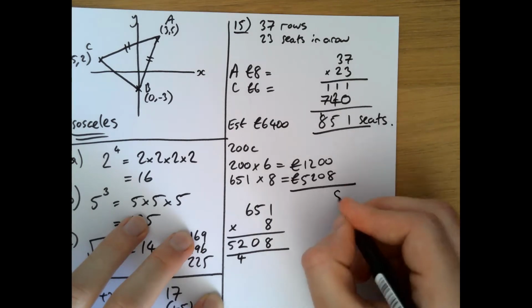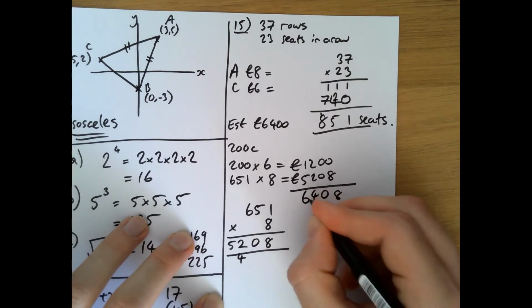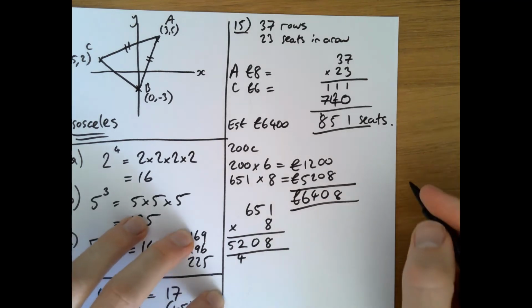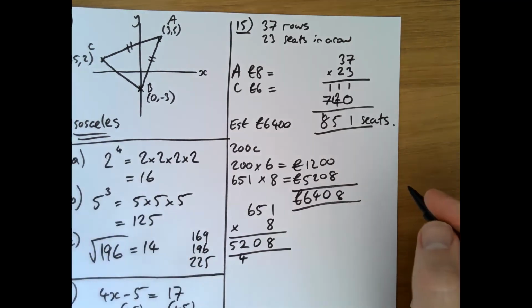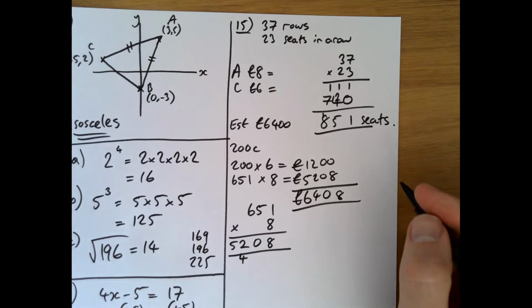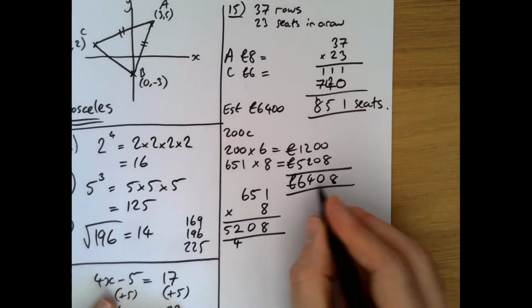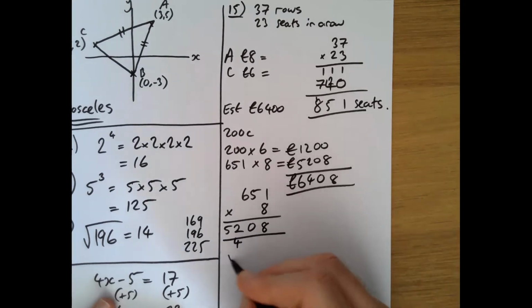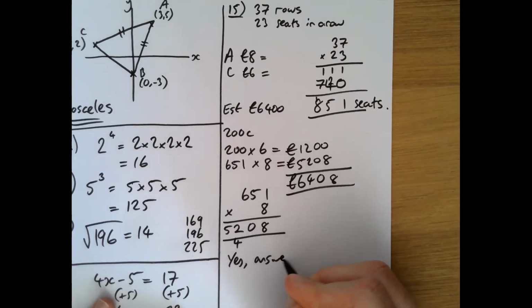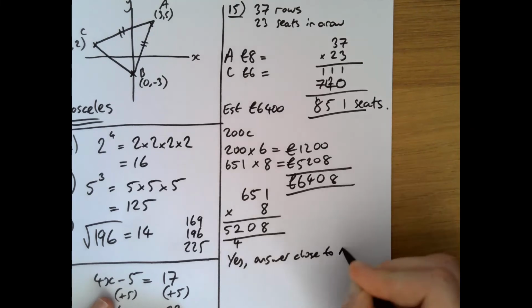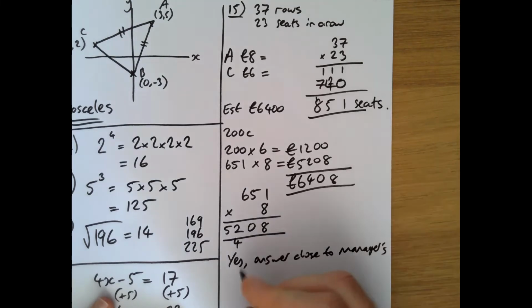So if we add these together, the total is £6,408. And it says the manager estimates that £6,400 was raised from these tickets. Check whether the manager's estimate was close to the exact amount. So you must answer that question. Is that close to £6,400? Yes. Answer: close to manager's estimate. All right, done.